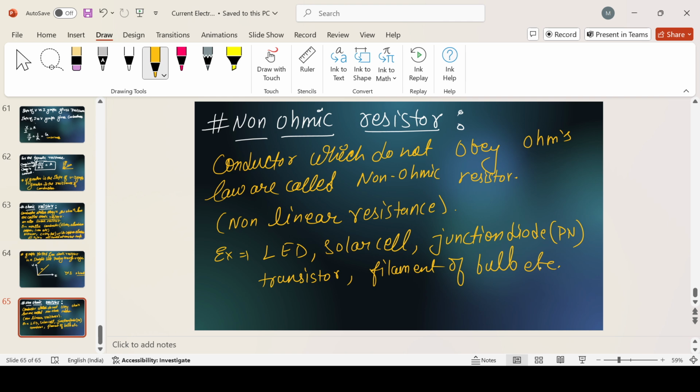Because why the filament of a bulb? Because when you give the electric current to it, it starts heating up, so the temperature changes, so its resistance value also changes. That's why. ठीक है? Yes, sir. Clear है?